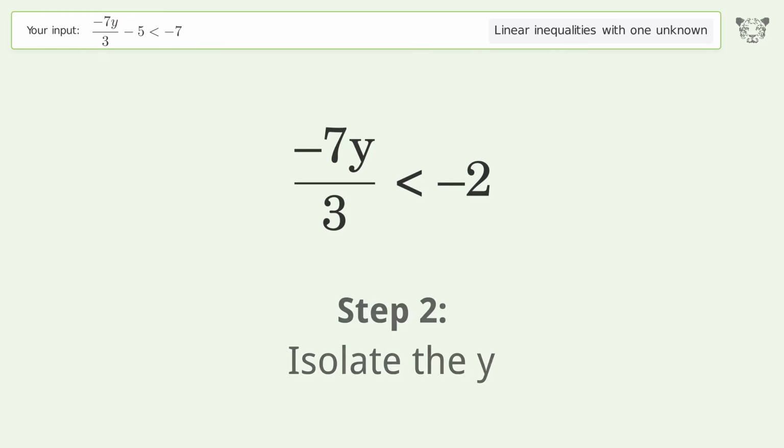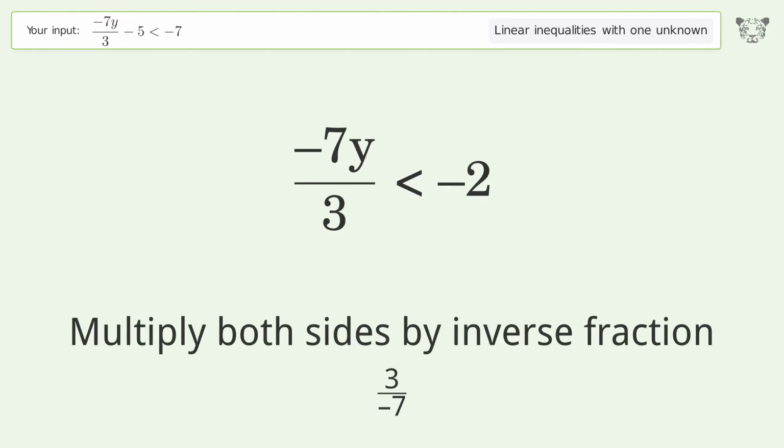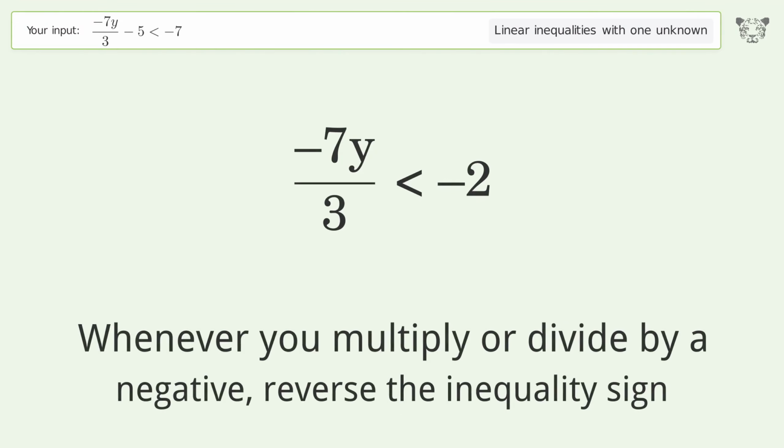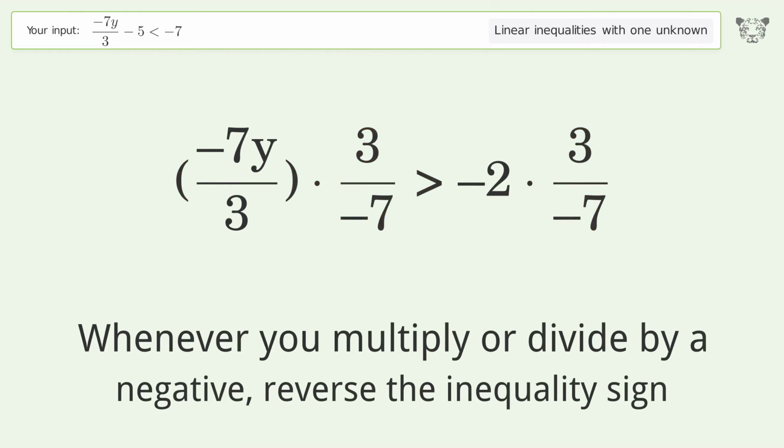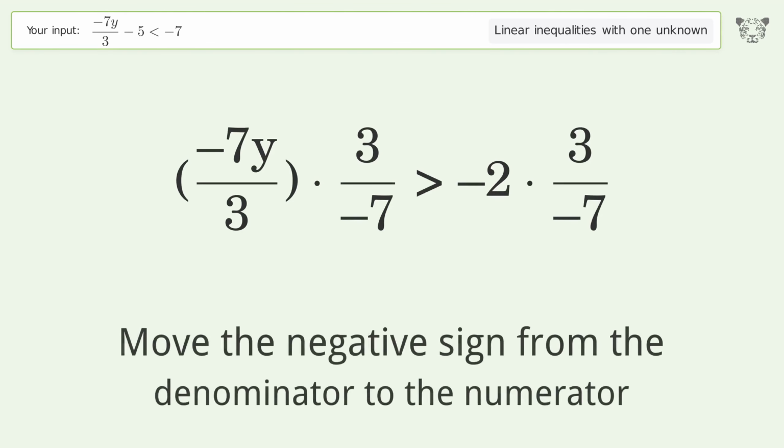Isolate the y. Multiply both sides by inverse fraction 3/7. Whenever you multiply or divide by a negative, reverse the inequality sign. Move the negative sign from the denominator to the numerator.